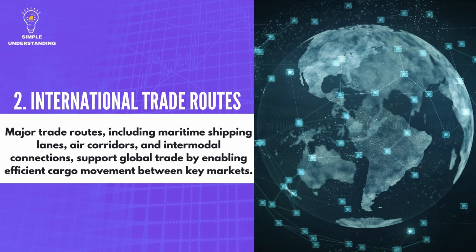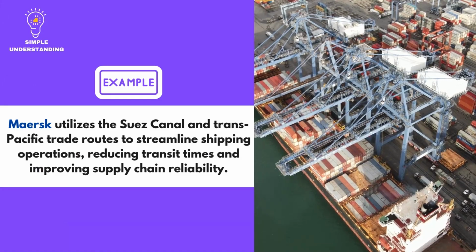2. International trade routes. Explanation. Major trade routes, including maritime shipping lanes, air corridors, and intermodal connections, support global trade by enabling efficient cargo movement between key markets.